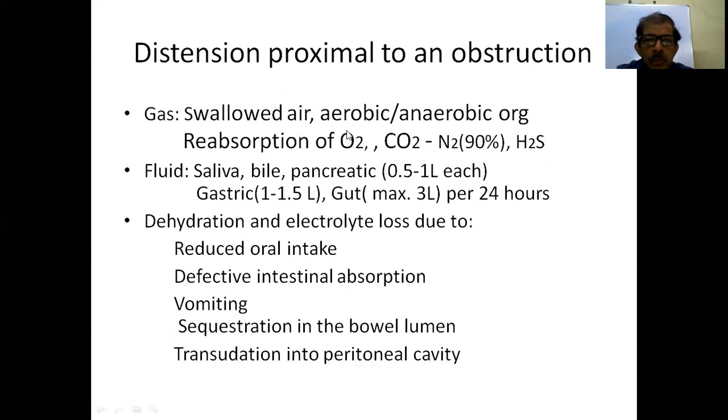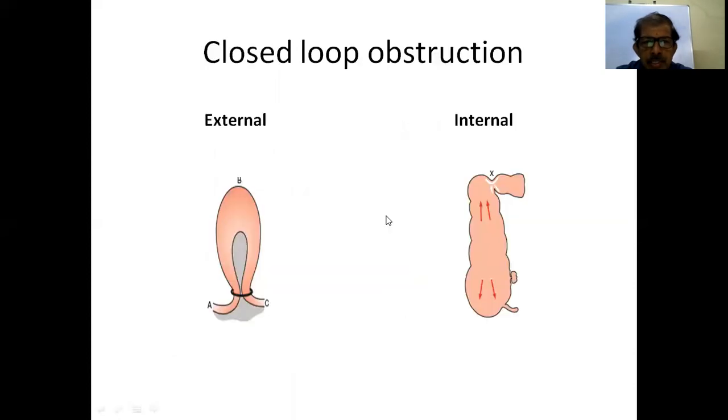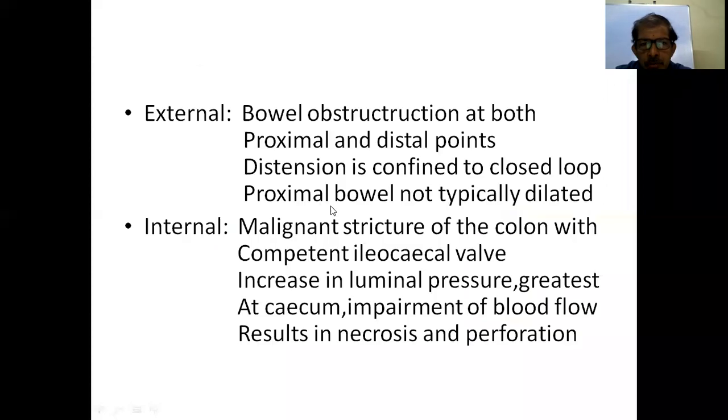Then there is distension because of gas or fluid, and the patient will go into dehydration also due to various causes. This is closed loop obstruction, where external forces will block the lumen, or intramural like carcinoma of the colon can also cause it, provided the ileocecal junction valve is competent, then this will become a closed loop, and various causes.